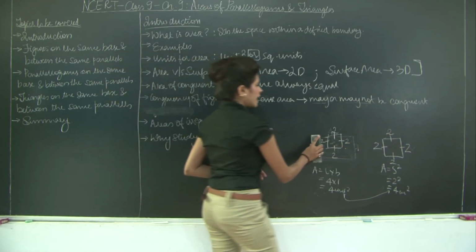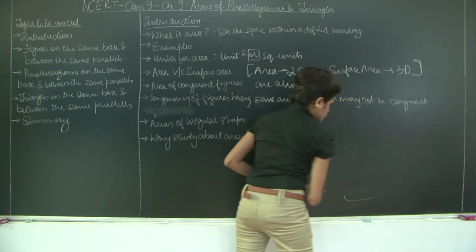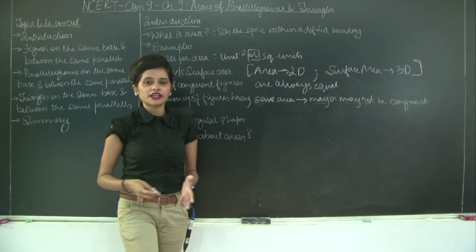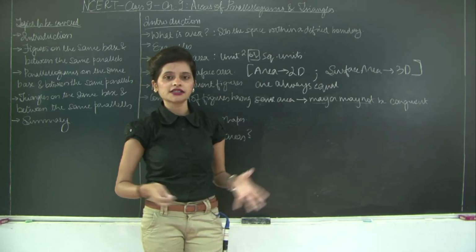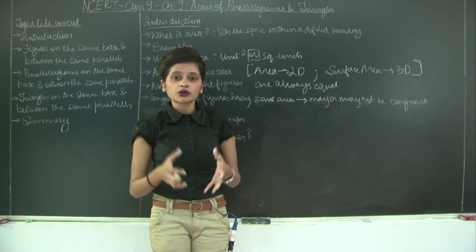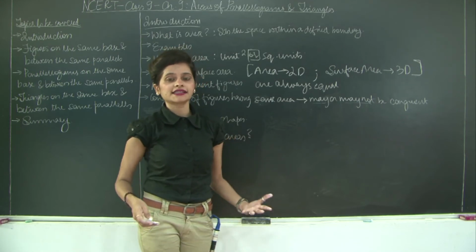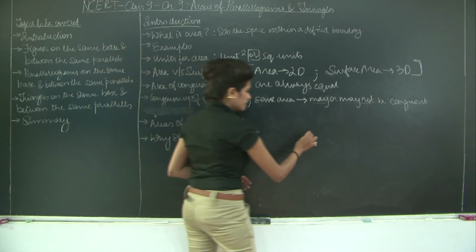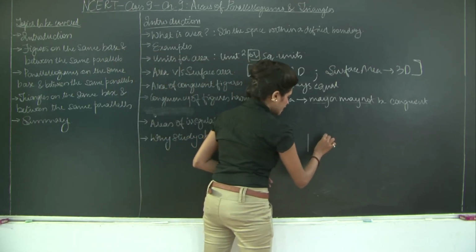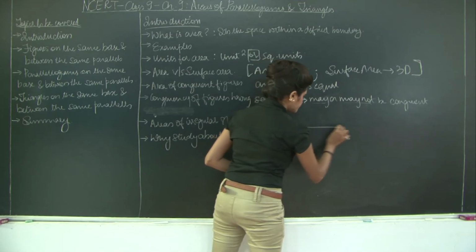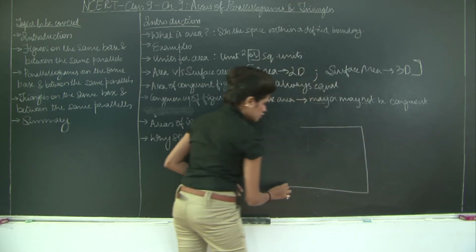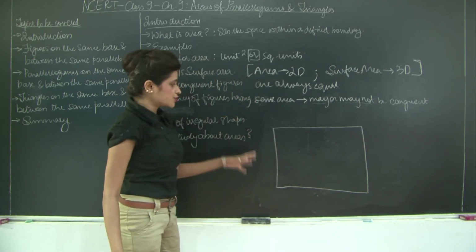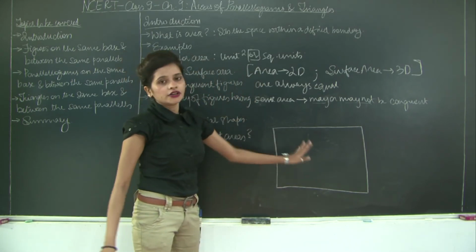Now let's take a look at area of irregular shapes. Irregular shapes is when you have a combination of various geometrical figures combined to give you one entire figure. In this case, how is the calculation of area possible? So let's say I have been given a drawing paper, and I've been asked to draw a house using geometrical figures.